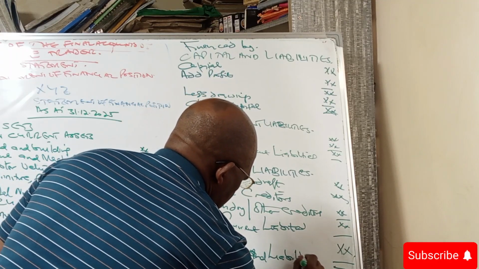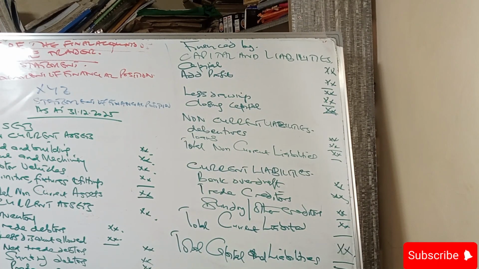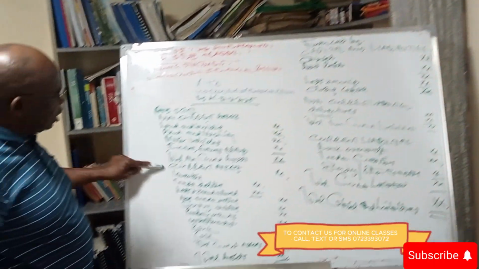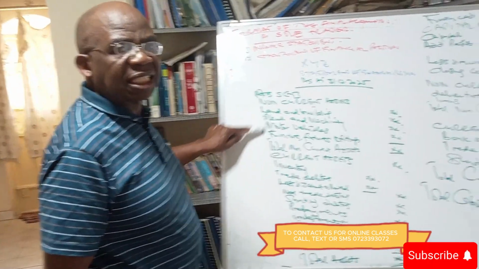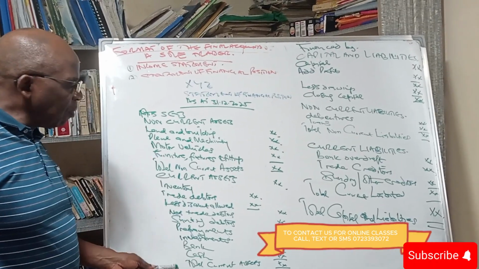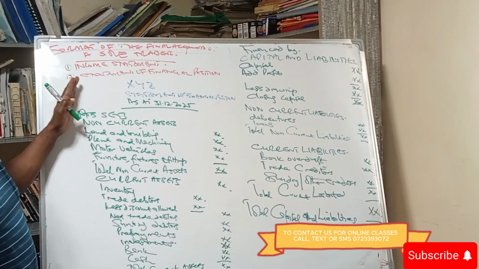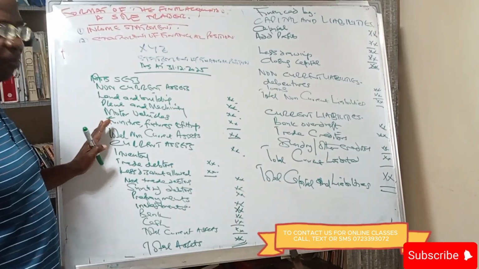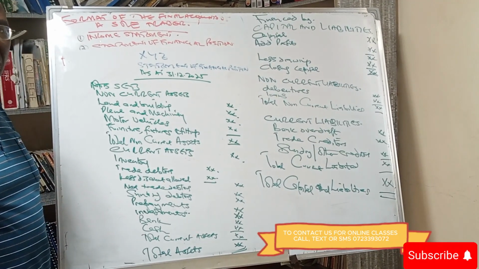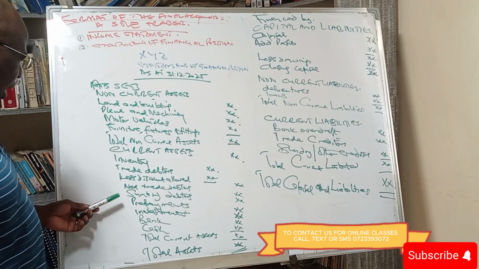That's the format for a sole trader statement of financial position. The assets are arranged in order of permanence. Permanence means the most long-lasting first, the least long-lasting later. Current assets are arranged in order of liquidity, the ability to turn into cash.